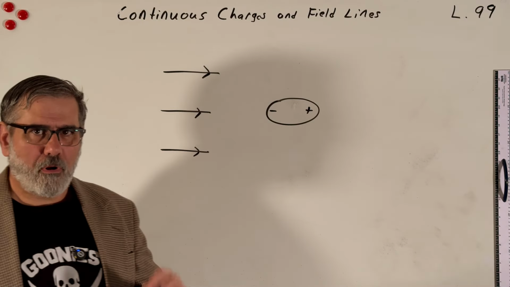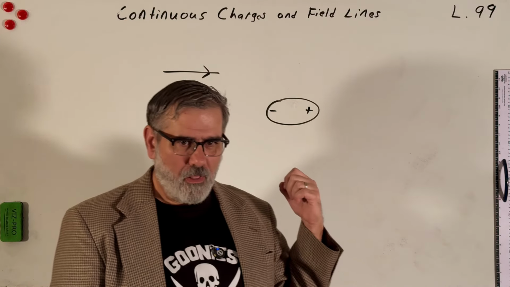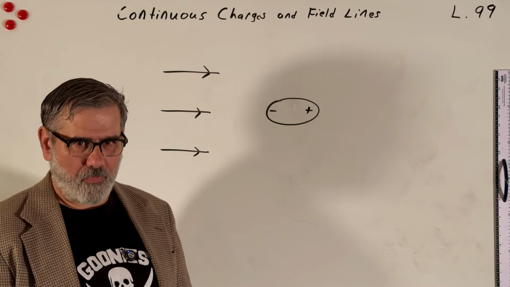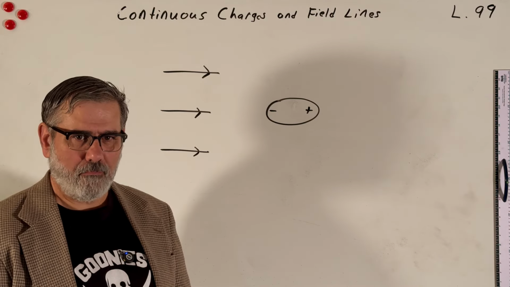In the homework I asked you to consider the case where you have a nonpolar molecule in a non-uniform electric field. What happens? You have to think about that and see if you can figure out what's going to occur in that case.